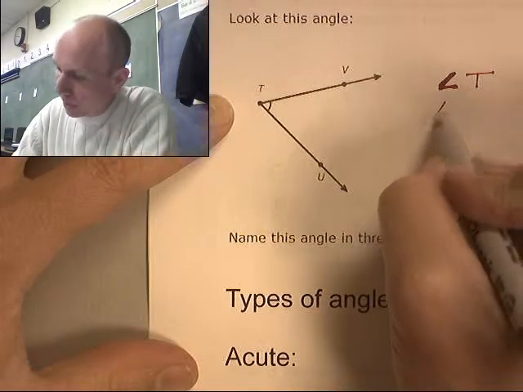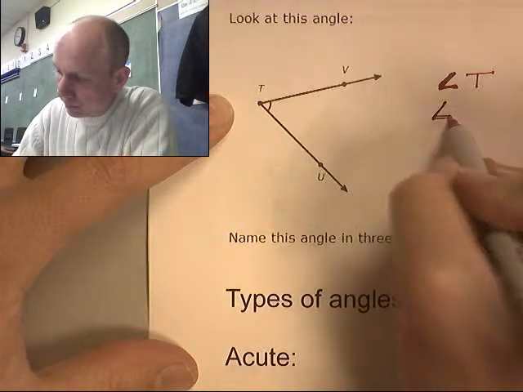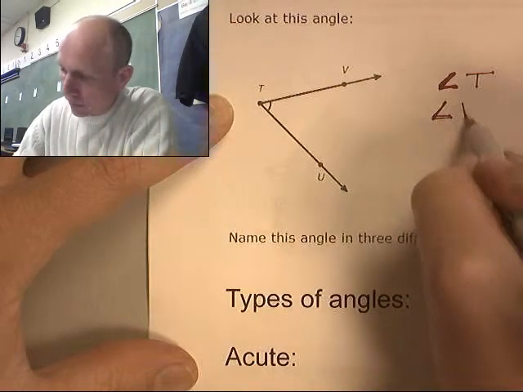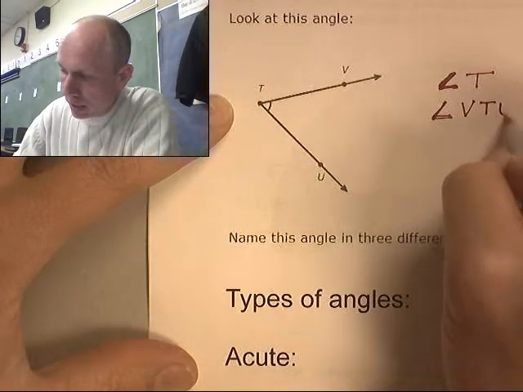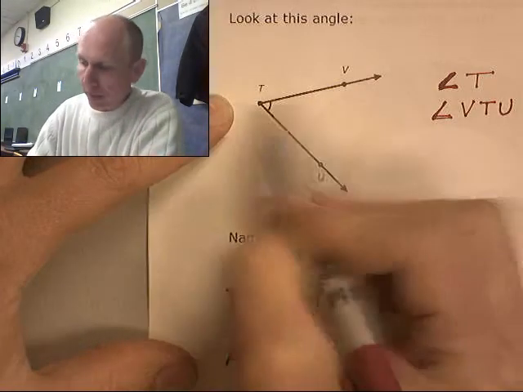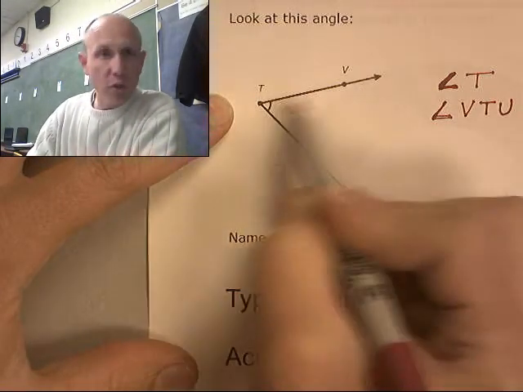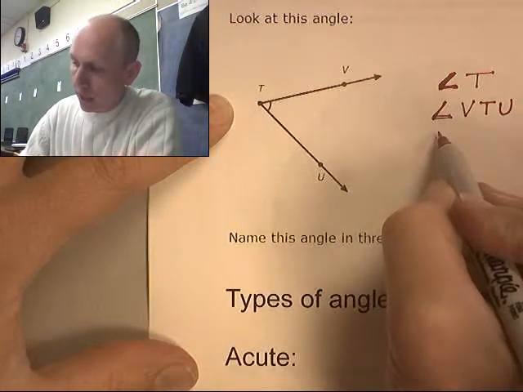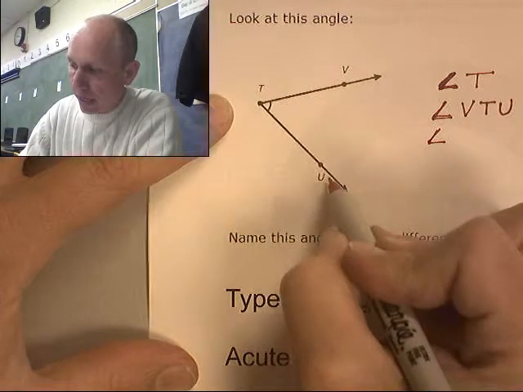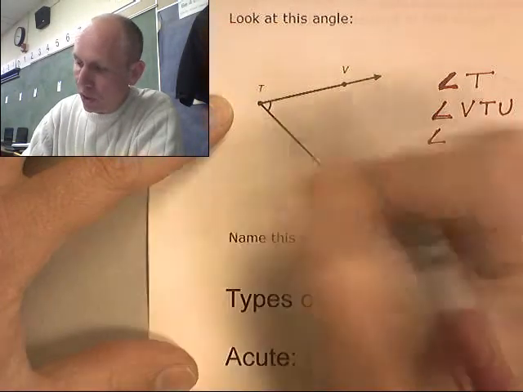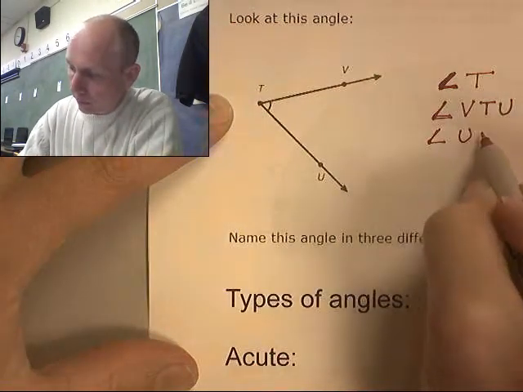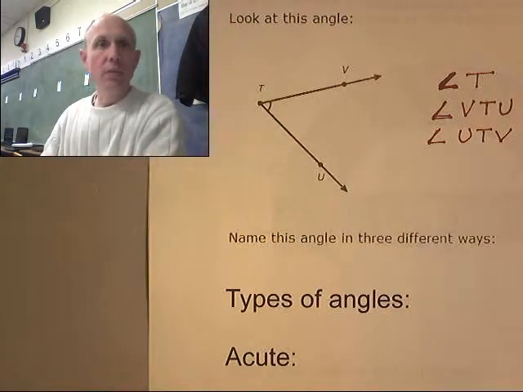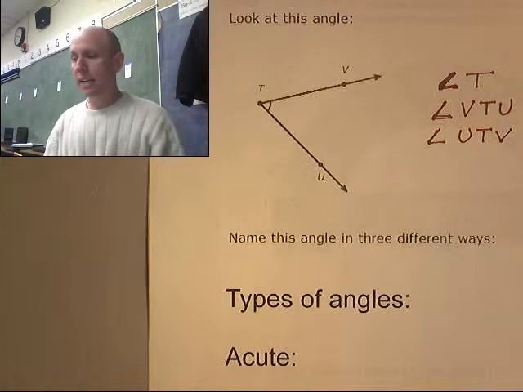I can also name it by going angle VTU, as if I'm just tracing or connecting the points V to T to U. Or I could do it in the opposite direction as U, T, V. And those are the three ways that I can classify that angle.